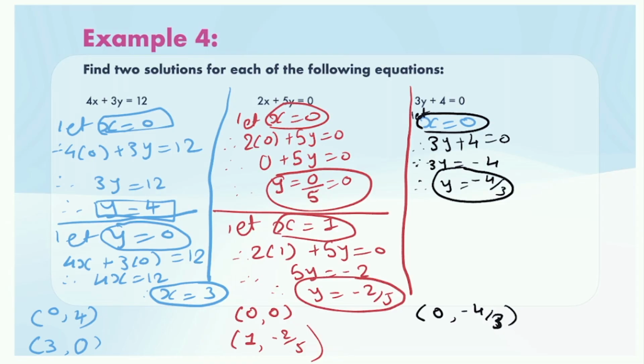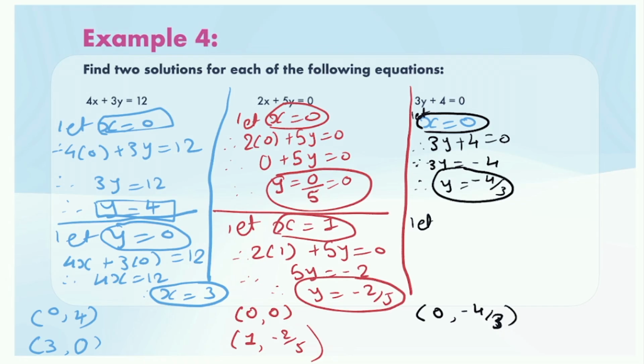Now, if I put y equal to 0 in this equation, I don't have any x, so I cannot find the value of x, right? So I have to put another value. Let me put the value of y equal to 1. And if I want to find the value of x, because in this equation I don't have x, I cannot go this way, right? So I have to choose any other value of x.